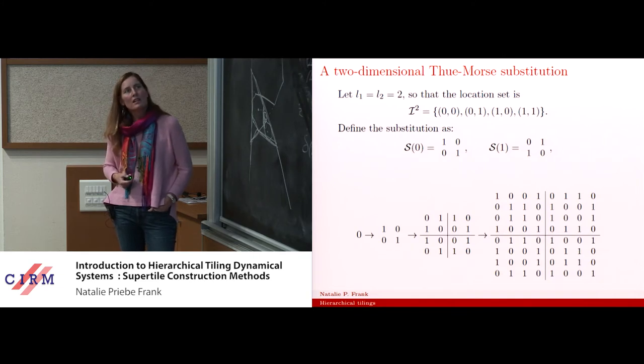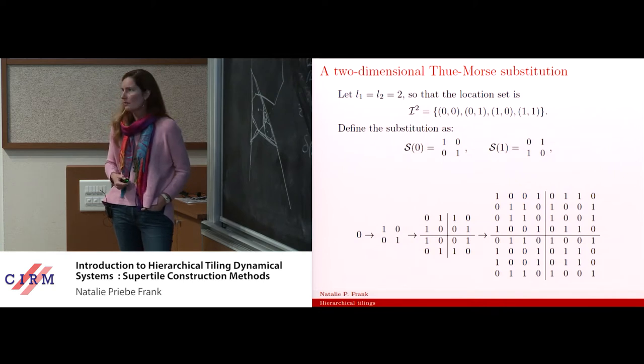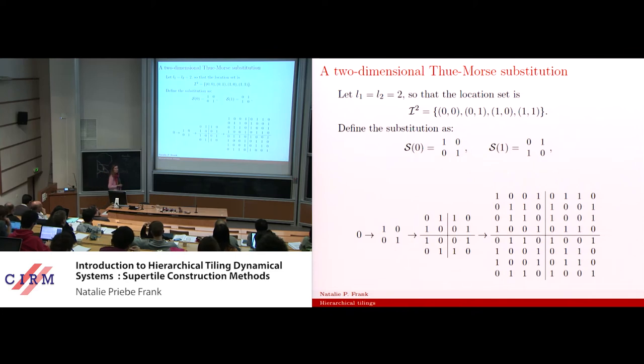And then if you iterate again, each symbol with its 2x2 array, you would get this. And so now these are one supertiles, the four quadrants, and these are two supertiles because they've been blown up twice, or super blocks or super words or whatever you'd like.